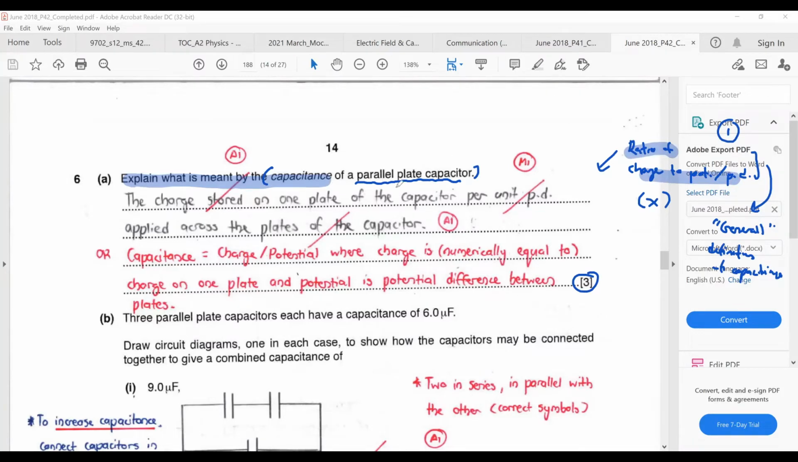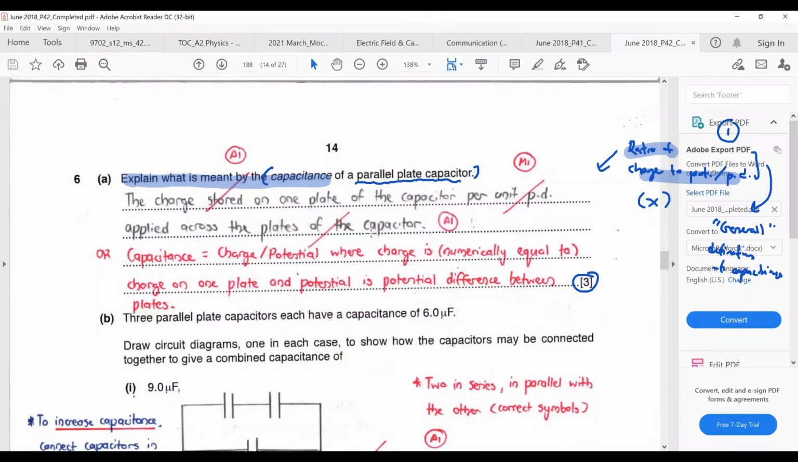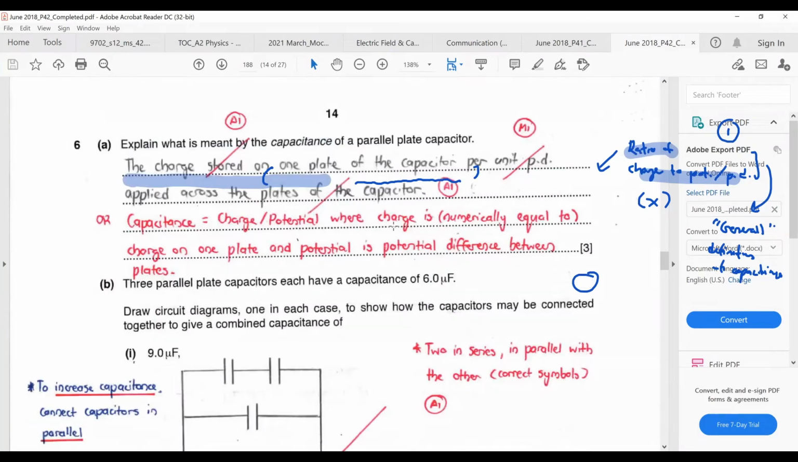But here it's not asking you that. It's asking you capacitance of a parallel plate capacitor, carrying more marks. So you have to write something like this. This one, just copy from the notes and you should be fine.